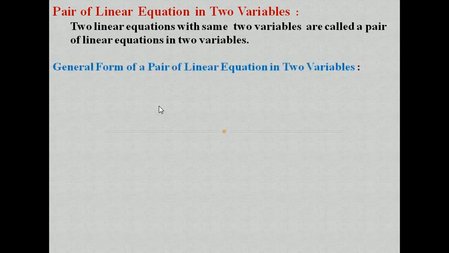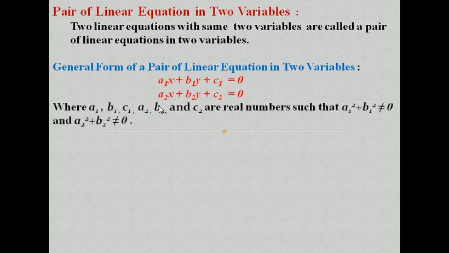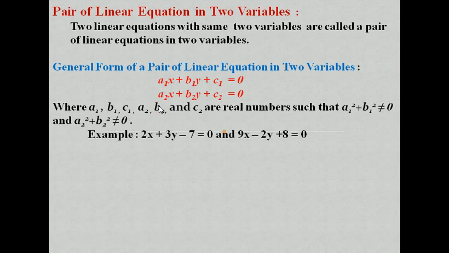General form of a pair of linear equations in two variables is a1x plus b1y plus c1 is equal to 0 and a2x plus b2y plus c2 is equal to 0, where a1, b1, c1 and a2, b2, c2 are real numbers such that a1 square plus b1 square is not equal to 0 and a2 square plus b2 square is not equal to 0. Example, 2x plus 3y minus 7 is equal to 0 and 9x minus 2y plus 8 is equal to 0.